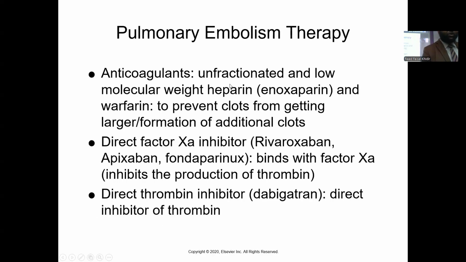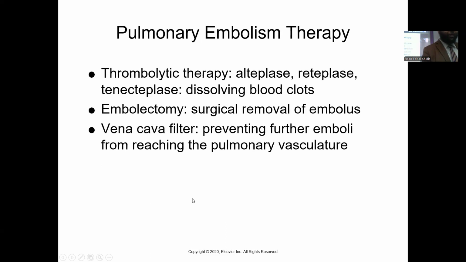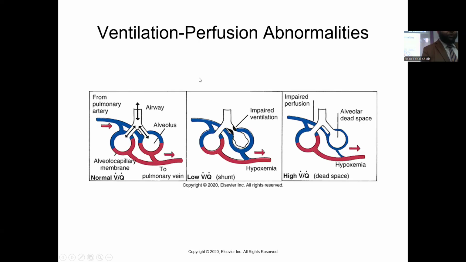Okay, anticoagulants are used, as we mentioned, the streptokinase to break apart this coagulation. And there is a direct thrombin inhibitor known as dabigatran, and that is a direct inhibitor of thrombin. We said that the alteplase, and we can also perform embolectomy, which is a surgical removal of the embolus. So you see ventilation perfusion abnormality. That's when the alveoli is ventilated, but the oxygen is not being shifted from alveoli into the blood circulation.